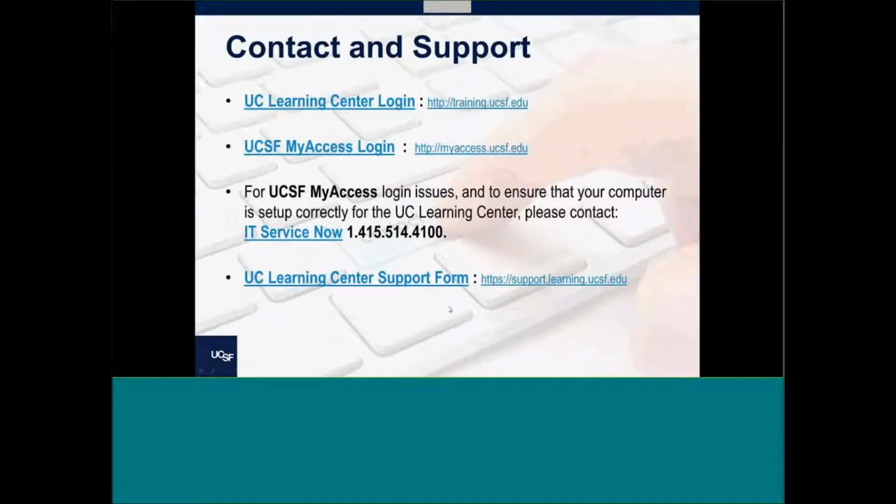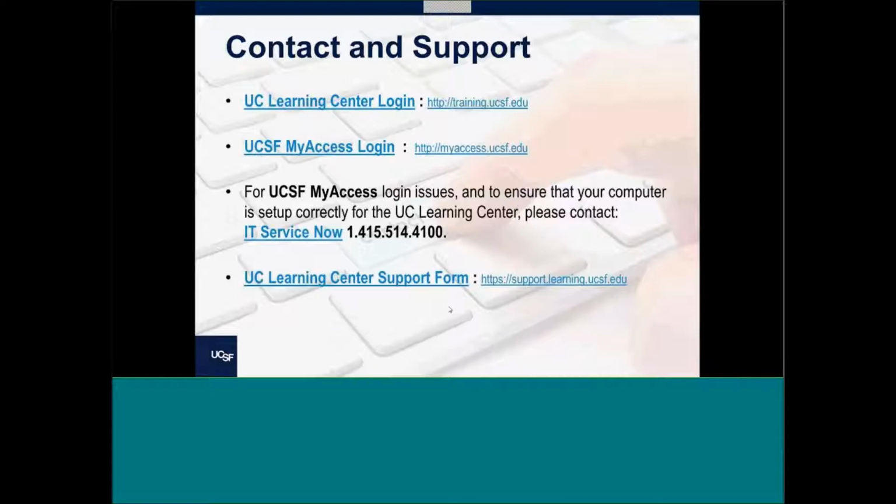So the first thing that you need to know is how to find help. The UC Learning Center login page is going to be different. We're going to be going directly from training.ucsf.edu, and it's automatically going to ask you for your MyAccess login. Your MyAccess login is the same network login that you use for everything else, all the other applications that you use at UCSF. So you won't have to use your 9-digit employee ID anymore. This is what's called a single sign-on, so it'll be much easier for you.